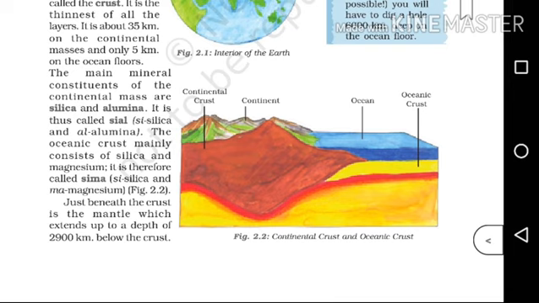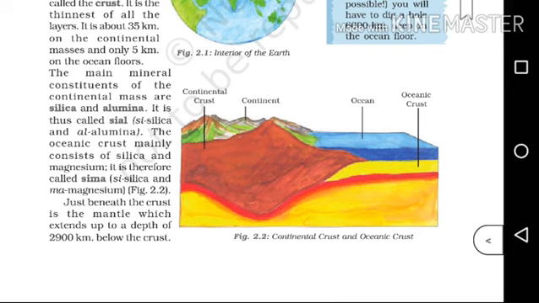The main mineral constituents of the continental mass are silica and alumina. It is thus called Sial. The oceanic crust mainly consists of silica and magnesium. It is therefore called Sima. So we have learned that the outermost portion of the Earth is known as crust, and its thickness also differs for the continental mass and for the ocean floors, isn't it?